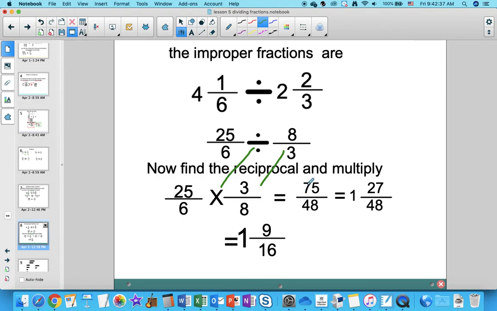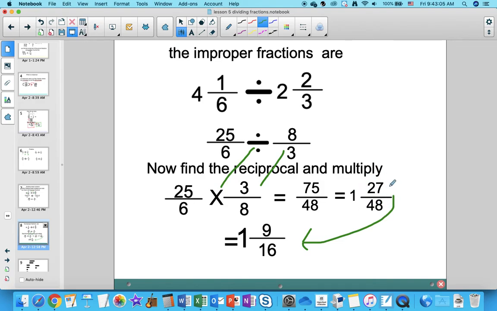So now I have 75 over 48, which I can turn into a mixed number. How many 48s fit into 75? Well, 1 does. Whatever's left is 27. So I have 1 and 27 over 48. And I realize I can divide both numbers, so I can turn it into 9 over 16. So the correct answer becomes 1 and 9 over 16 because I can simplify this.